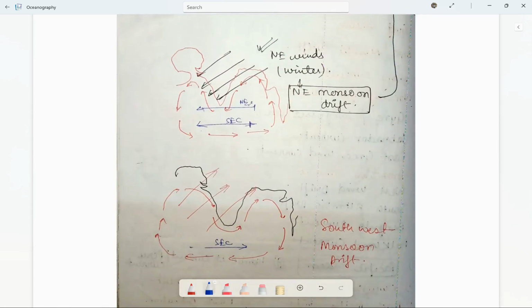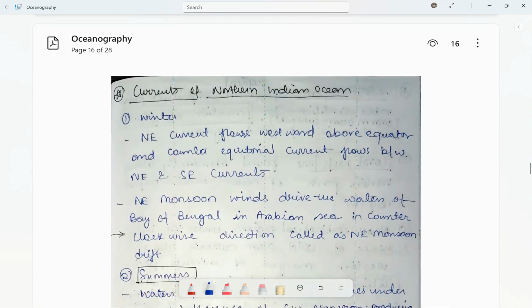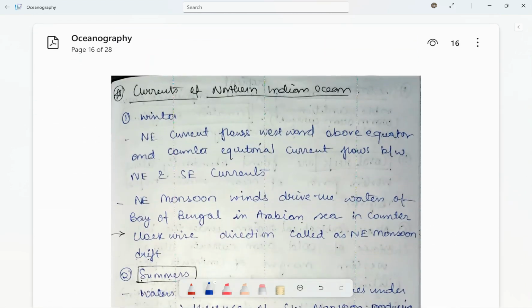So these are the northeastern winds. They start to flow westwards, leading to movement of water from the Bay of Bengal to the Arabian Sea in a counterclockwise direction. So the northeast current flows westward above the equator, and the counter equatorial current flows between the northeast and southeast current.